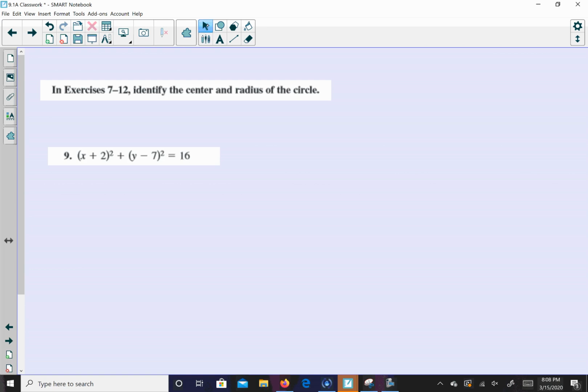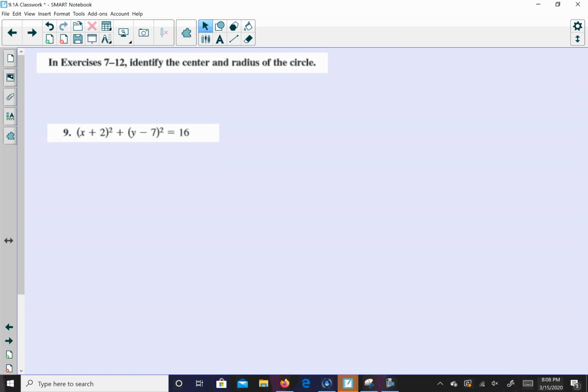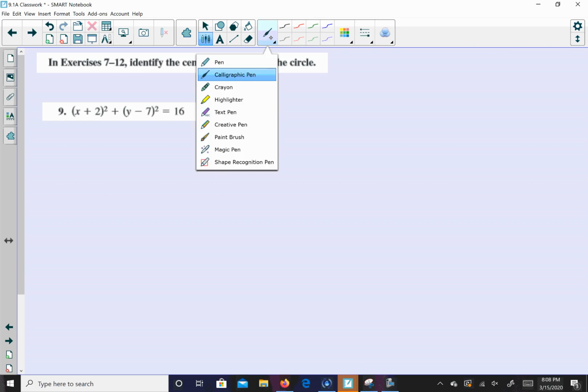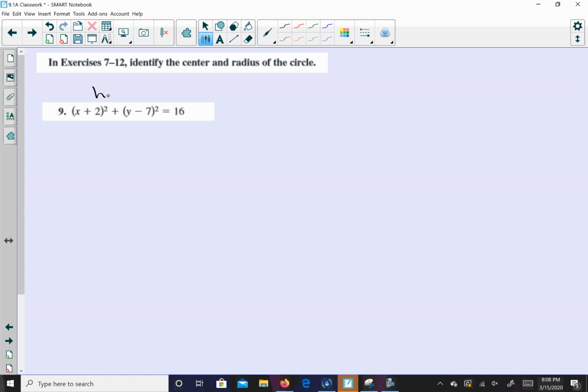It tells me to identify the center and the radius of the circle, and it's given to me in standard form, which makes life very easy. So I'm going to say this is my h, and this is my k, and this is my r squared. So when I find my center, it's kind of like you take the opposite of what you see. So my h is going to be -2. My k is going to be 7, because remember, it's whatever you're subtracting from the x, whatever you're subtracting from the y. And then my radius is going to be the square root of 16, which would just simply be 4.